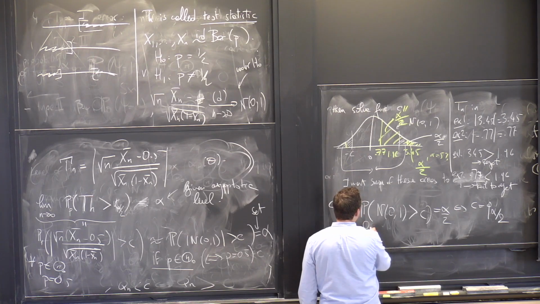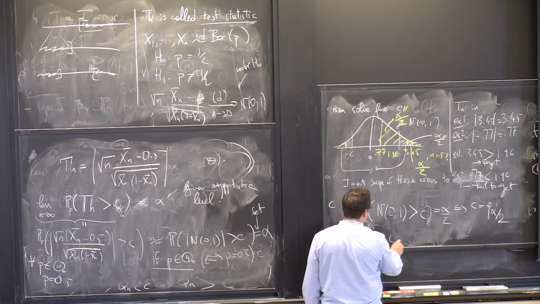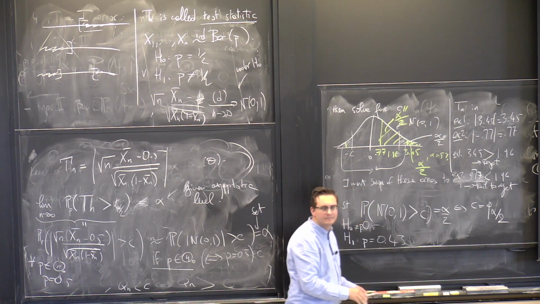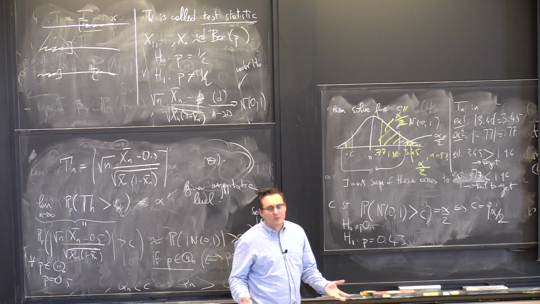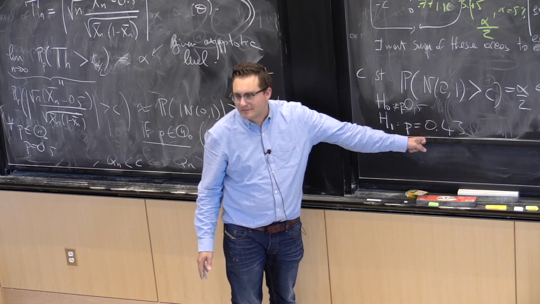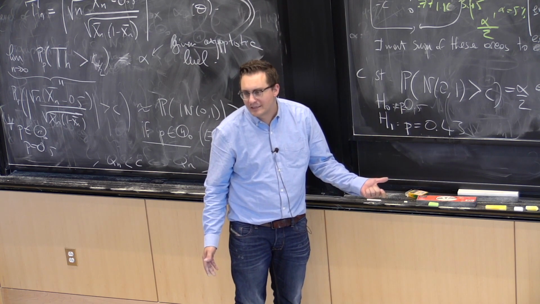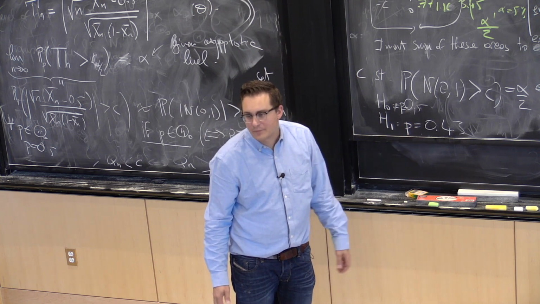H0 is P is 0.5. H1, P is 0.43. OK? Now, you can try, but I can promise you that your data will tell you that H1 is the right one. OK? I mean, you can check very quickly that this is really extremely likely to happen, right?